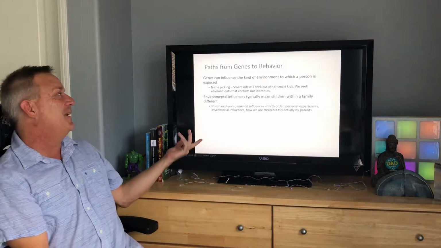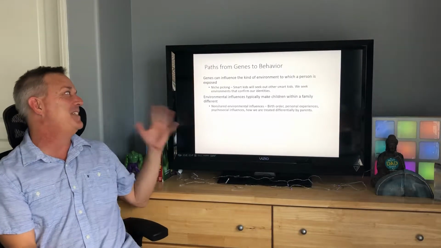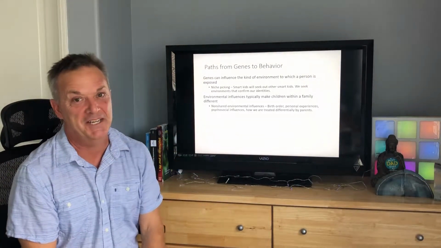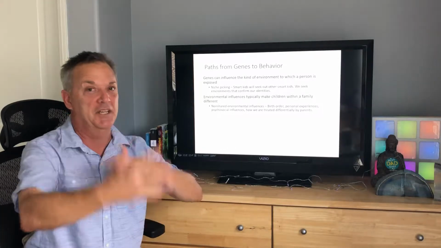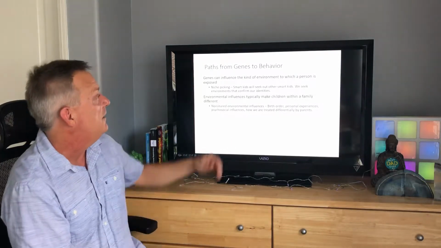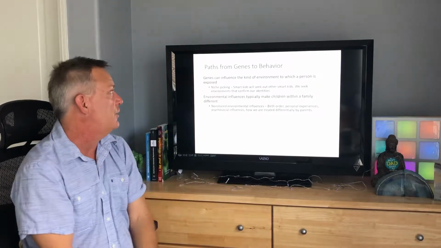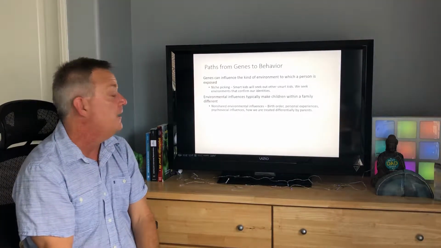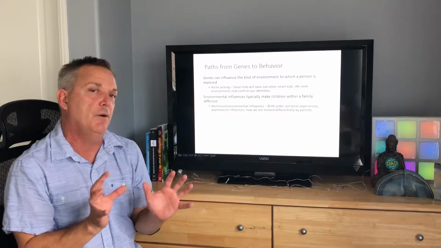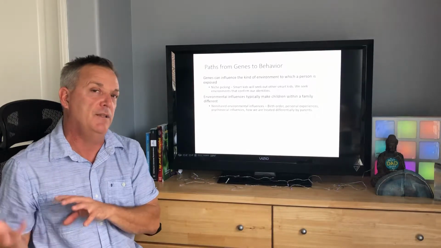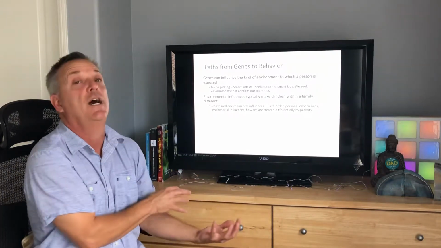There's also niche picking, and that's the idea that we seek out environments to confirm our identities, and so it ends up building kind of this self-fulfilling prophecy. The idea that smart kids will seek out smart kids, and that'll just kind of build on each other. So it's this dynamic interplay, right, between genes and the environment on the phenotype.